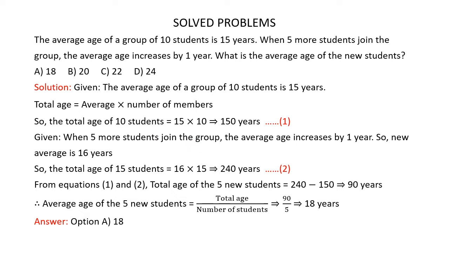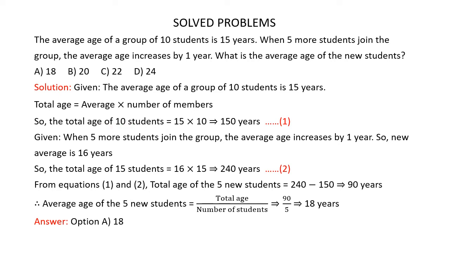So earlier the average age was 15 years. So now the new average will be 16 years. So the total age of 15 students is equal to average multiplied by number of members, which is 16 multiplied by 15, which is 240 years. This is equation 2. Now equation 1 gives us the total age of 10 students.